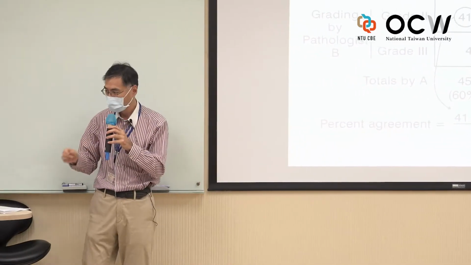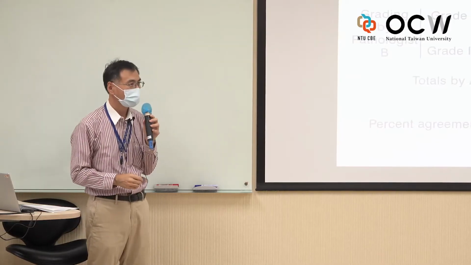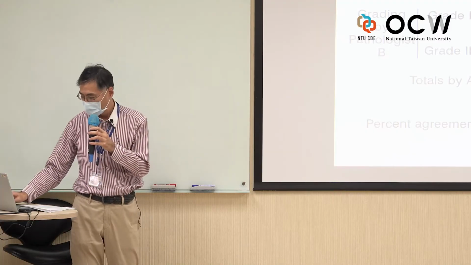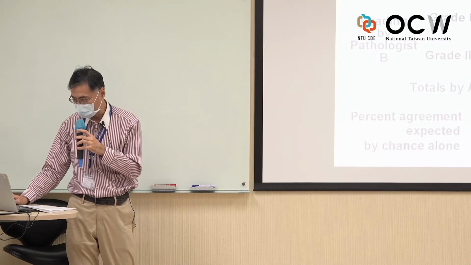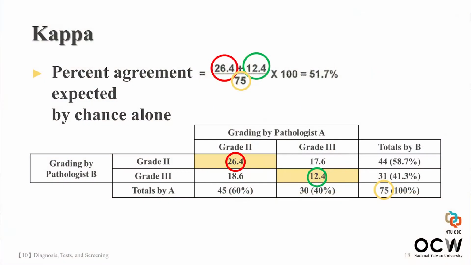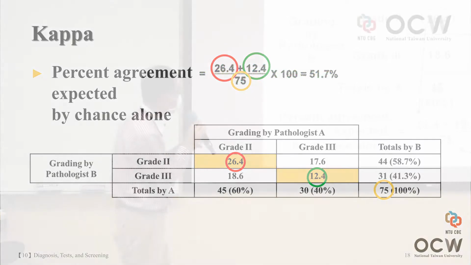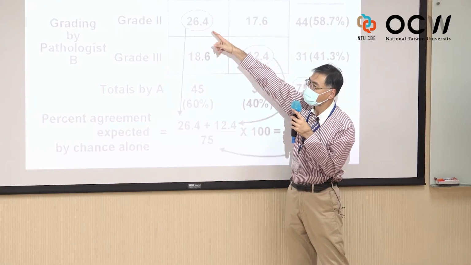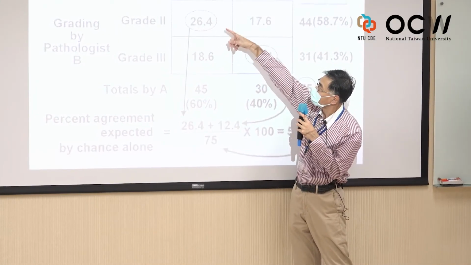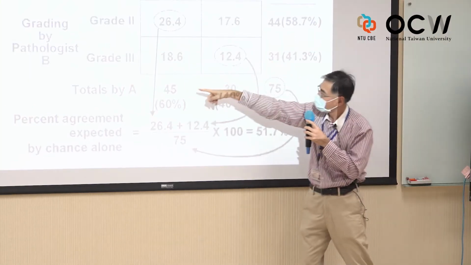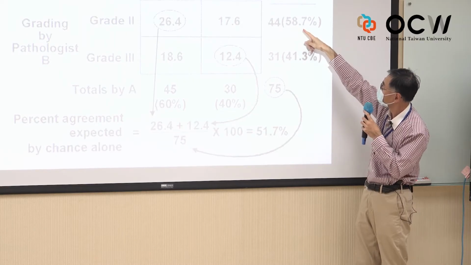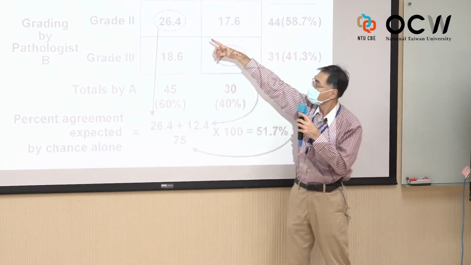Percent agreement: we just take the percentage of consistent results among all of the people screened or examined. Then we do the calculation like what we did for chi-square estimation. Anyway, I can show you how we get the expected number of the consistency here. It could be 45 times the percentage, 58.7, and we get 26.4.